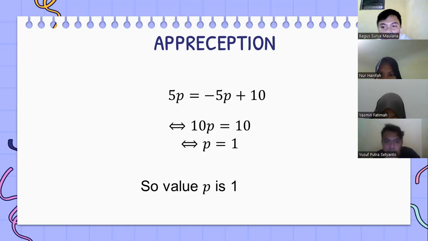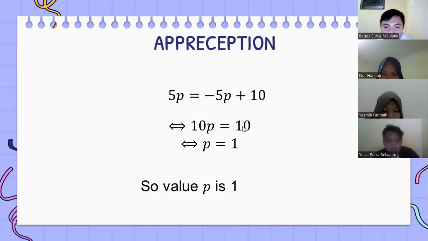Right, sir. So we have the equation 5p is equal to minus 5p plus 10. And then the next step is the minus 5p switches place to the left side, and then it becomes plus 5p. And then we get 5p plus 5p is equal to 10p is equal to 10. So by dividing both sides by 10, we get p is equal to 1.